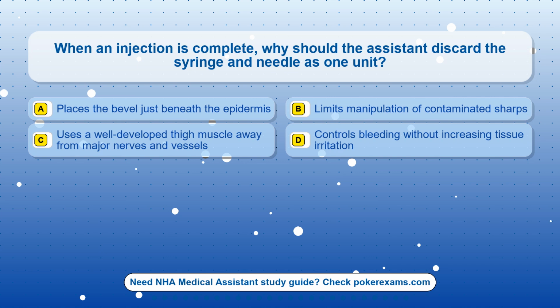Question 1. When an injection is complete, why should the assistant discard the syringe and needle as one unit? Option A. Places the bevel just beneath the epidermis. Option B. Limits manipulation of contaminated sharps. Option C. Uses a well-developed thigh muscle away from major nerves and vessels. Option D. Controls bleeding without increasing tissue irritation.